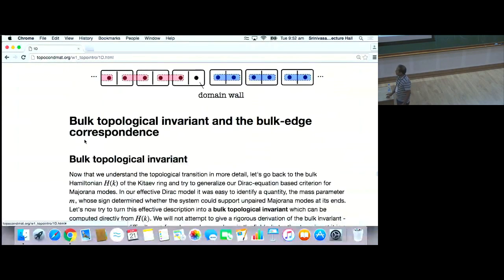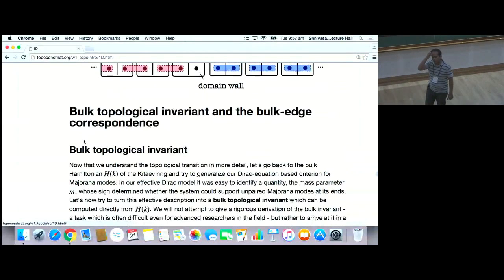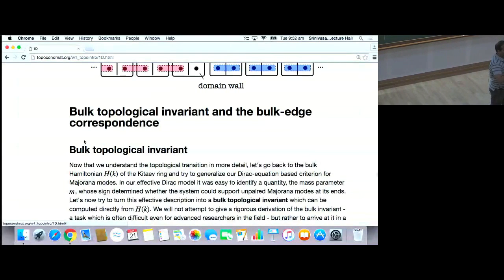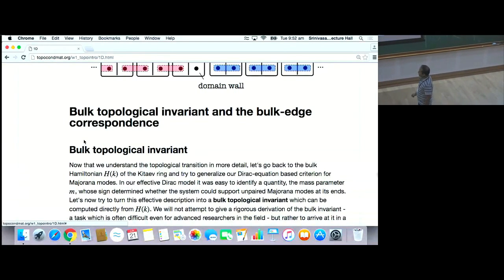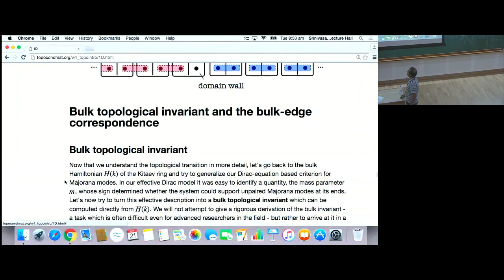Now we go back to the question that was asked before. I've been telling you that there's a transition, and one side is topological and the other side is trivial, and then the question is which one is which? Clearly one sign of the mass is topological and the other is trivial, but we don't know which one is which. So we have to calculate this bulk topological invariant, and then we want to show the bulk-edge correspondence, which means that in the topological phase, we want to explicitly show that there is a topological edge mode. So how do we do this?